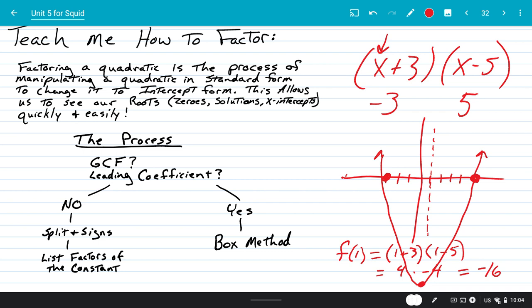Good job. So, the process. We did the process yesterday. Yesterday, we didn't have any GCF, and we had no leading coefficient. In that case, we did our split and signs, and then we listed our factors of the constant. Still not going to deal with any that have a leading coefficient yet today, but we are going to have a GCF. So I want to show you how that works.